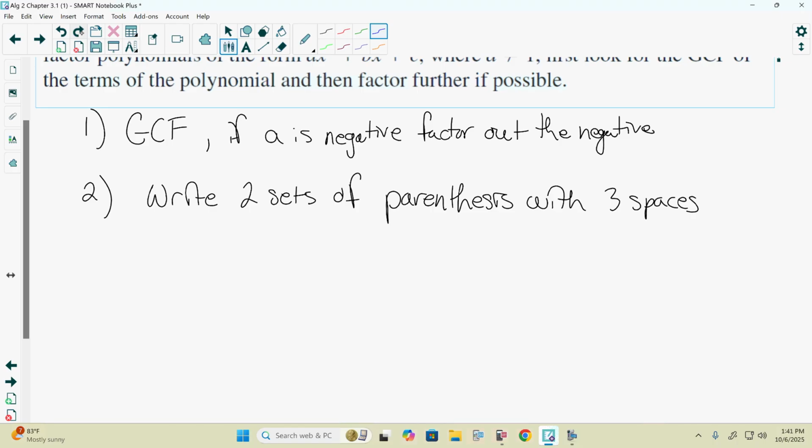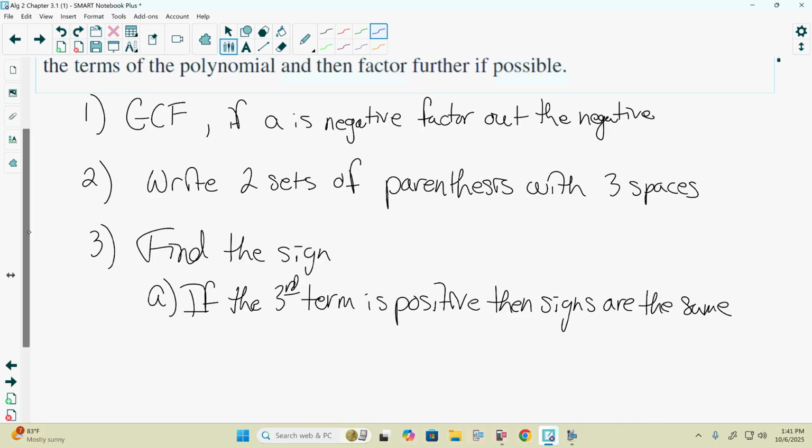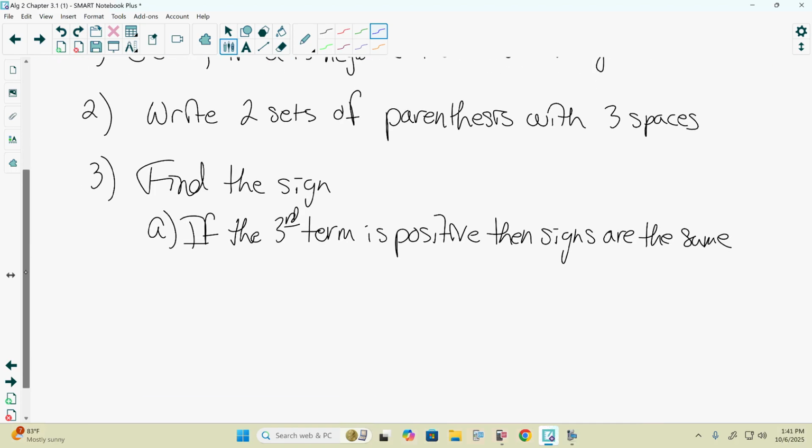Second step, we're going to write 2 sets of parentheses with 3 spaces. Now, the 3 spaces, main goal of that is to make sure the parentheses are wide enough so that we can fit all of our terms in, our first factor, the first and third term, and our signs. Our third step is to find the sign.